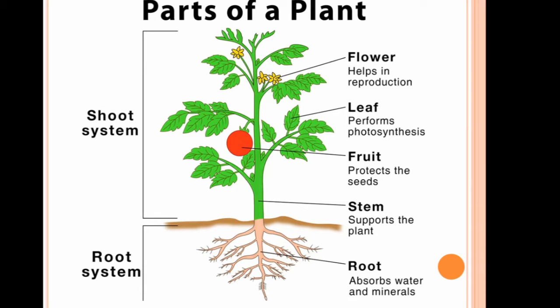Parts of a plant: shoot system and root system. In shoot system we can find flower, leaf, fruit, stem. Flower helps in reproduction. Leaf performs photosynthesis. Fruit protects the seeds. Stem supports the plants. Root system. Root absorbs water and minerals.